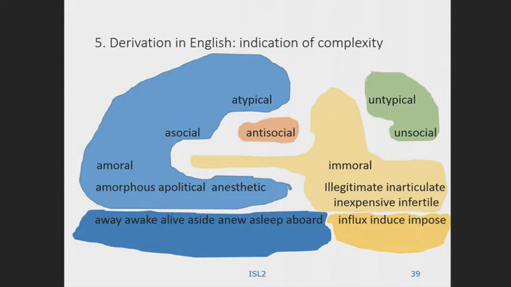Let's try something. Which of them are gradable? So which of them can I make more intense than others? Like, I don't know, large, larger, largest, this kind of thing.